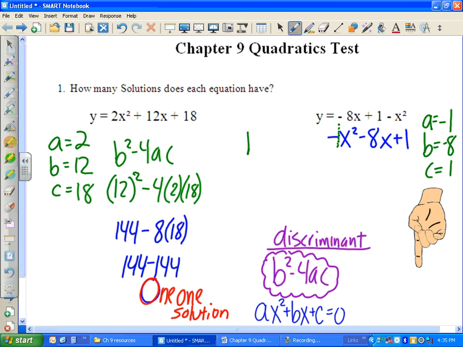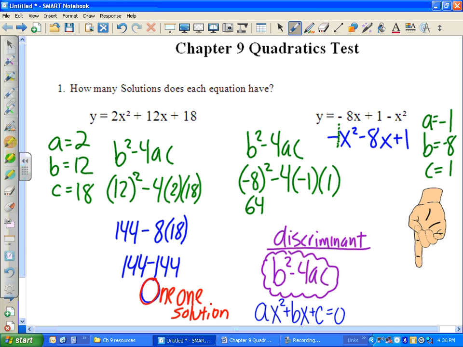I'm going to write it over here. B squared minus 4AC. I'm going to use parentheses when I plug in. Parentheses. What's B? Negative 8, squared, minus 4. Parentheses. What is A? Negative 1. What's B? Negative 8. Oh, I'm sorry, I don't want B, right? I want the letter C, which is 1. I apologize. Okay, let's solve this.